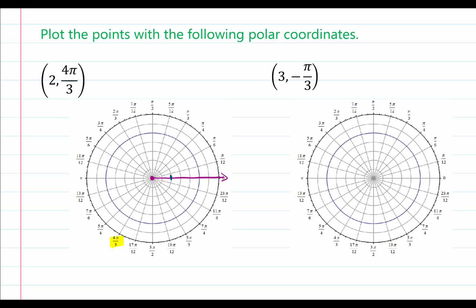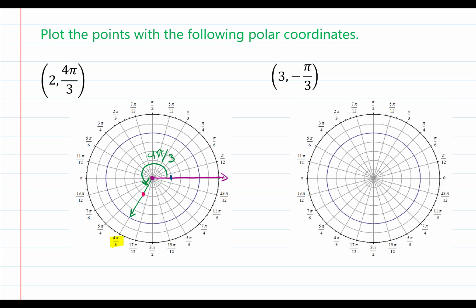I'm then going to go ahead and draw my point, which is 2 units away from the pole along that ray. And so there's my point, and I'm going to draw my terminal side of this angle as a ray. And so the rotation here would be 4 pi over 3. And again, the point is 2 units away from the pole along that ray. Let's go to the second point.